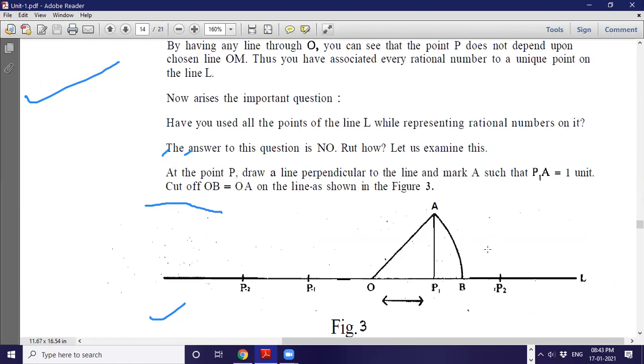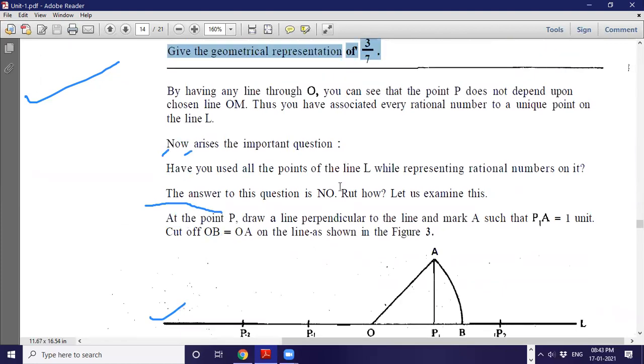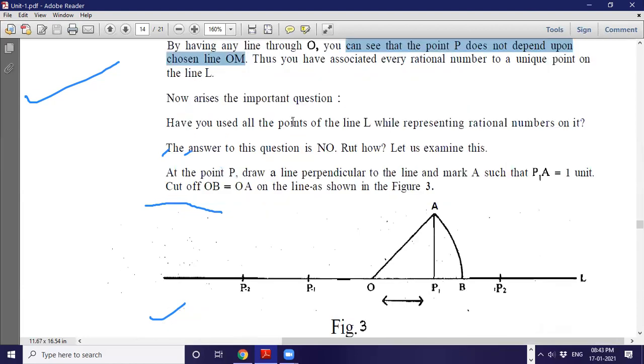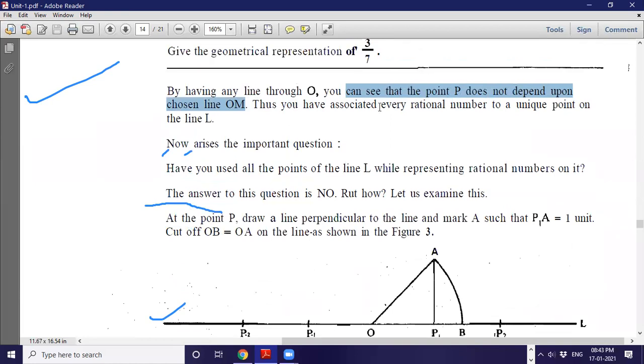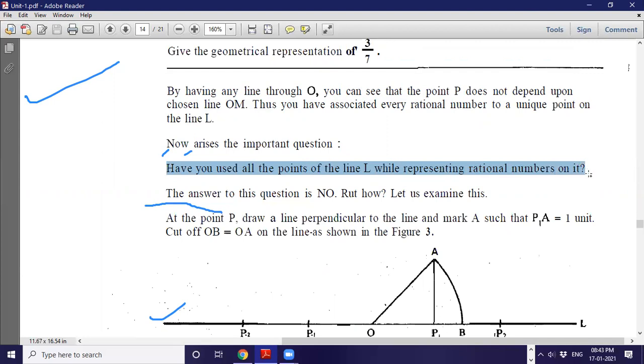Now, by having any line through O, you can see that the point P does not depend upon the chosen line OM. Thus, you have associated every rational number to a unique point in the line. Now arises two important questions. Have you used all the points of the line L while representing the rational numbers on it? Of course, the answer is no.